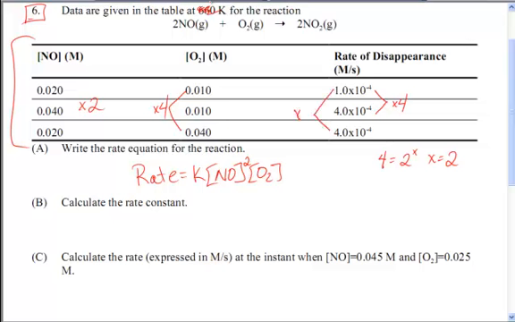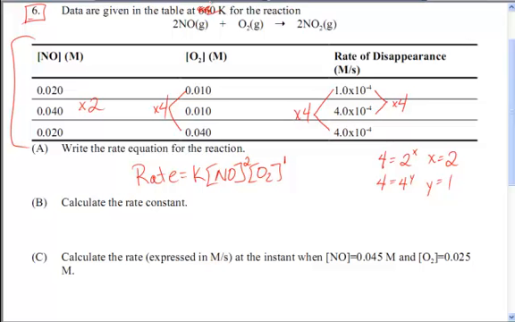So I do the same thing. Change in the rate, 4, is equal to the change in the concentration raised to an exponent. Therefore, in this case, y must be 1, because anything to the 1 is the same number. So 4 to the 1 is equal to 4. Therefore, my reaction order is 1 for the O2. So this chemical reaction is second order with respect to NO, first order with respect to O2.